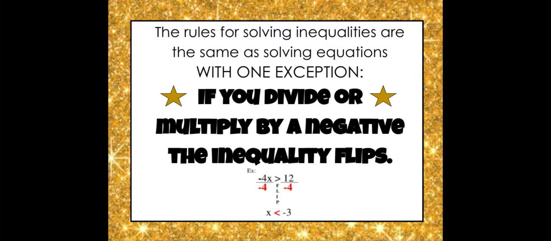The first example we looked at was a basic example that was very similar to solving an equation. The next example is going to be a little different because there's only one exception when solving inequalities. And that is if you divide or multiply by a negative number, you have to flip the inequality sign. Okay, so that is something you just have to remember when solving inequalities. Let's take a look at what that looks like with an example.